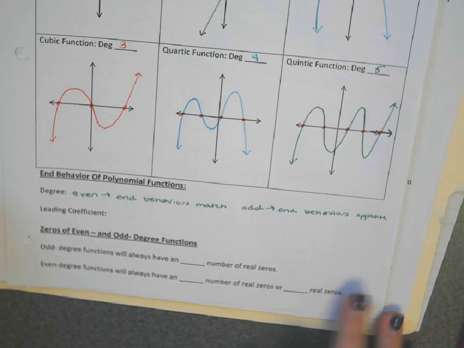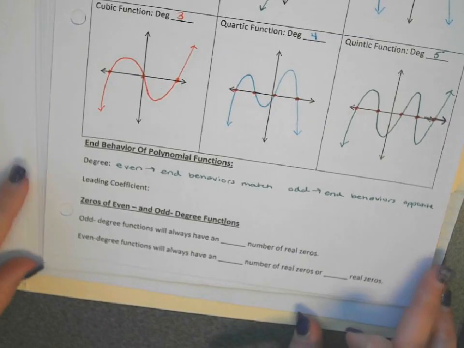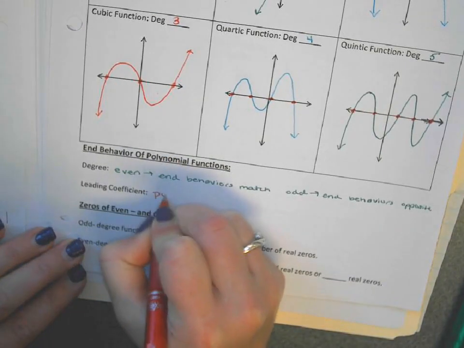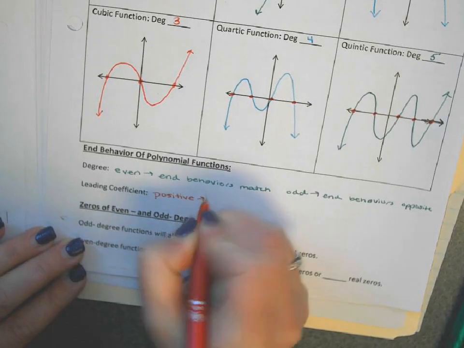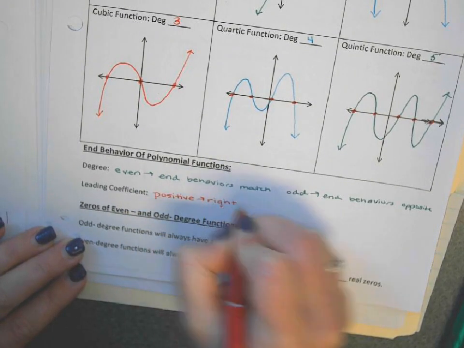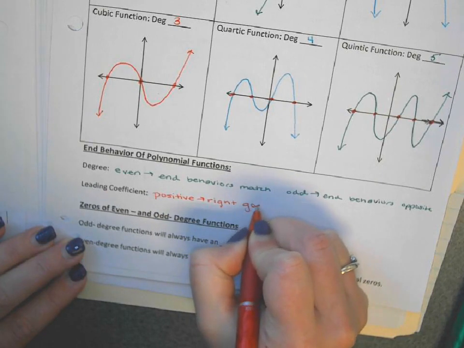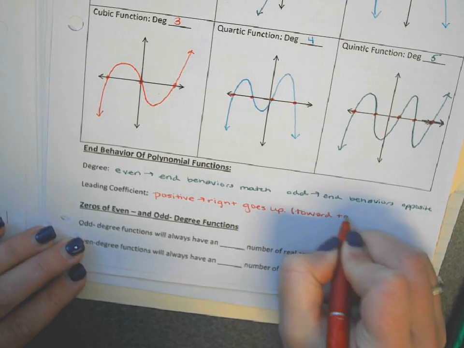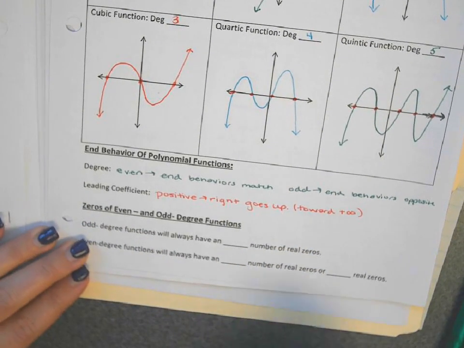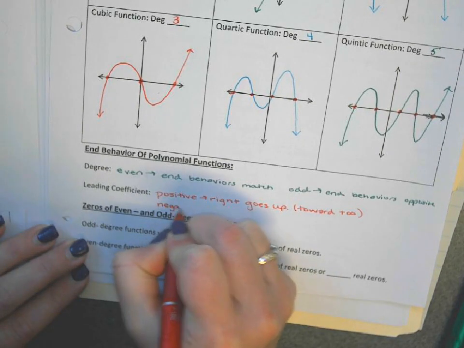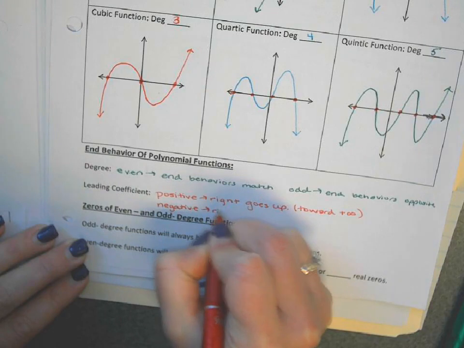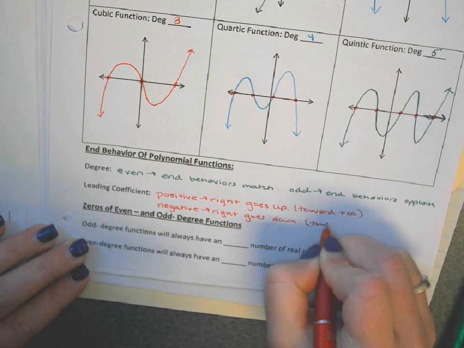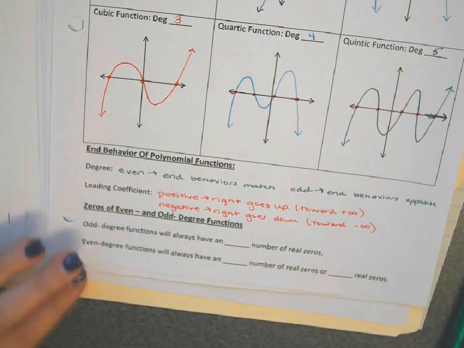All right. Then the leading coefficient, that is what's going to tell us what happens on the right side. If the leading coefficient is positive, this will tell you that the right goes up, which is toward positive infinity. If the leading coefficient is negative, that's when the right goes down, which is toward negative infinity.